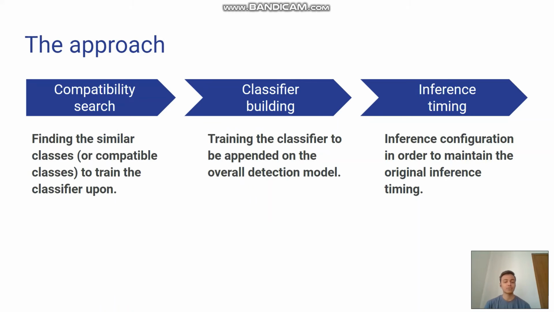Hence, here's the approach of the entire S extension patch. First, as explained, finding the compatible classes. The second is to build the classifier, and third, to configure the inference such that it can maintain the same inference as the original model. As you can already see, the technique is going to use a dual model system for inference. And so, to maintain the inference timing, we use a special technique called dual parallel inference technique. Now let us look at each of these steps in detail.